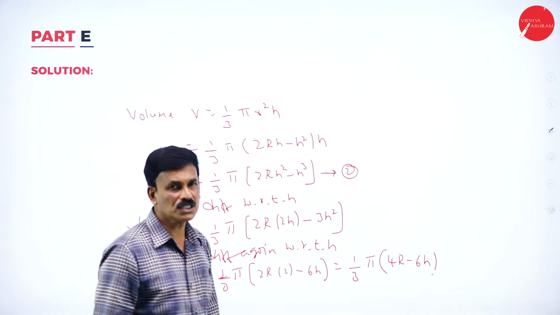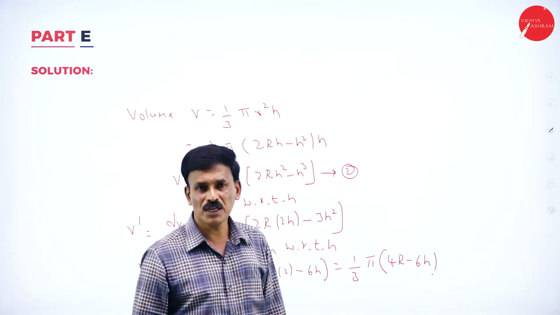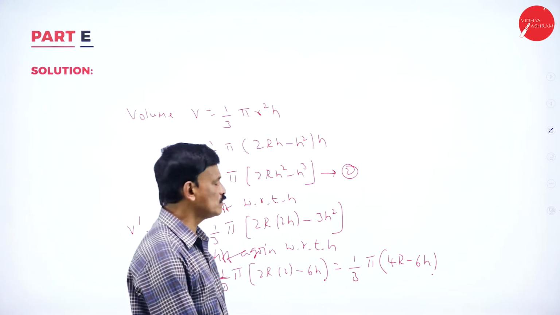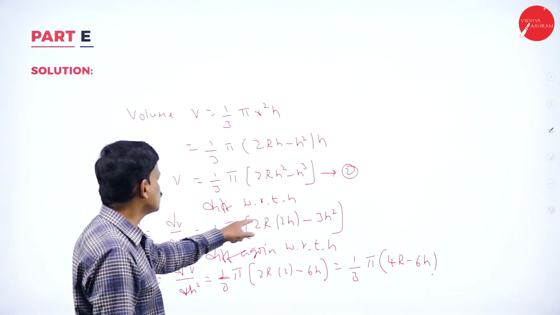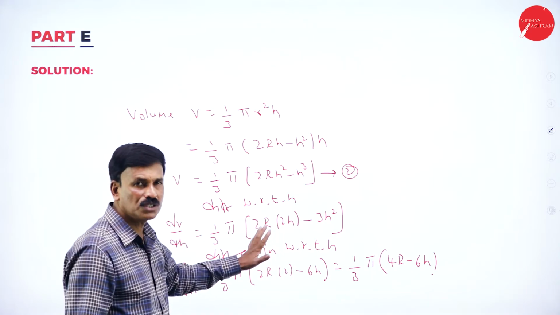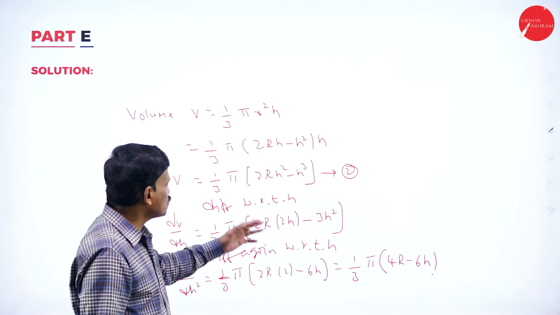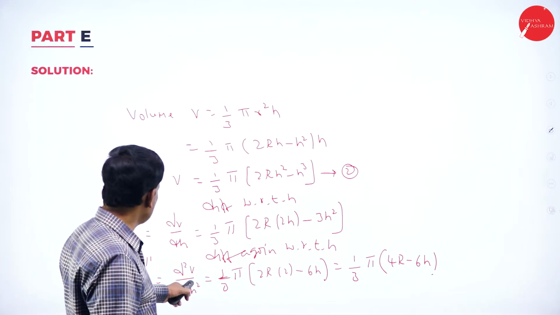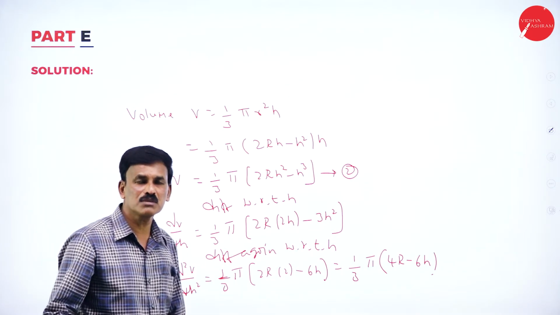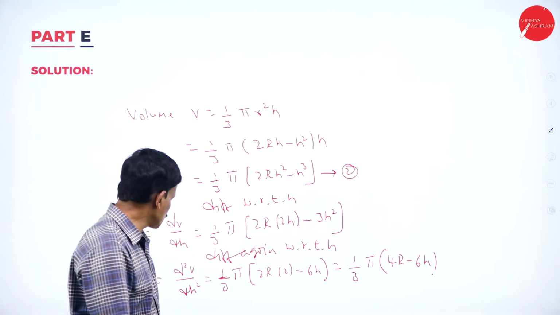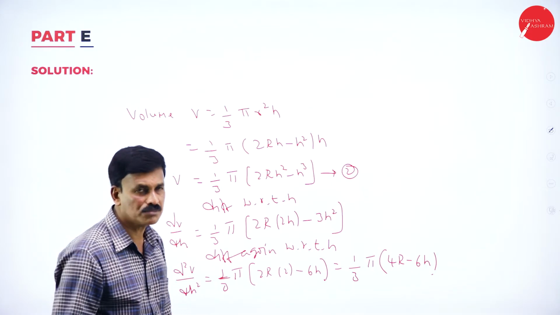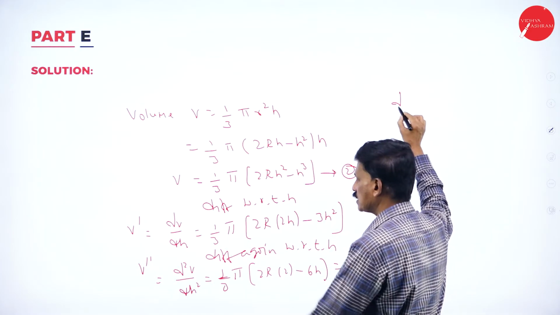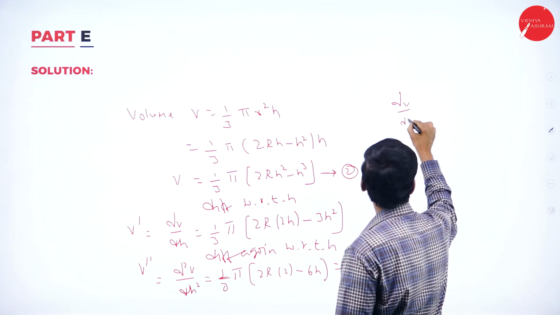Now you know for the function to be maxima or minima, dy by dx is equal to 0. That is, the first derivative must be equal to 0. For the function to be maxima or minima, dV by dh is equal to 0. Equate this to 0, you will get the value of h. Substitute here and check whether it is maximum or minimum. If d square V by dh square is positive, then it is minimum. If d square V by dh square is negative, then it is maximum.